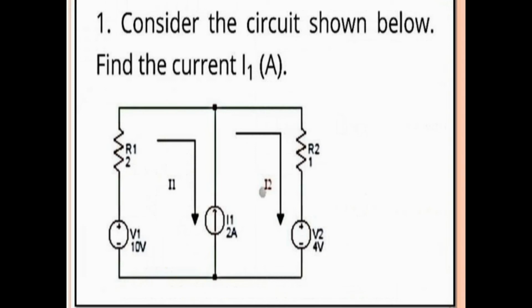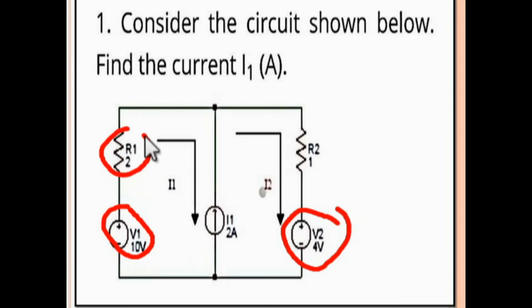And then guys, you can see the third problem here. There is a 10 volt voltage source at the left side and a 4 volt voltage source at the right side, a 2 ohm resistance and a 1 ohm resistance. So there are two meshes in this circuit: this is mesh equation first, and this is mesh equation second.